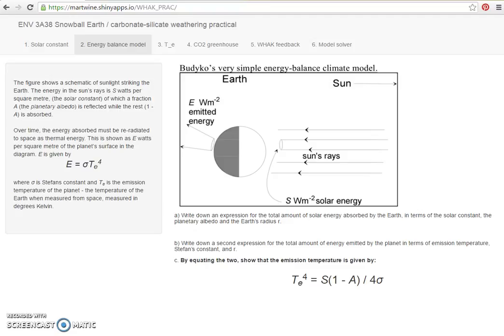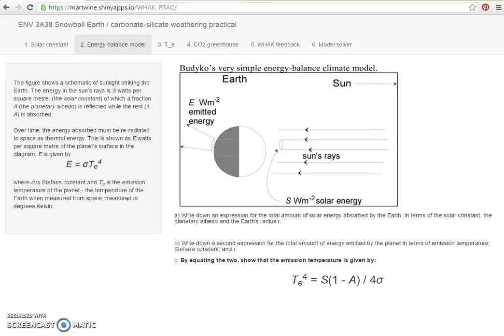The first question asks us to write down an expression for the total amount of solar energy absorbed by the Earth in terms of the solar constant, the planetary albedo, and Earth's radius r. In the guidance on the question sheet it says, imagine what the Earth looks like to the Sun. If you hold a sphere up, then all you see is a disk. So the area of the Earth over which the Sun's energy is absorbed looks like a disk of radius r, where that's the radius of the Earth.